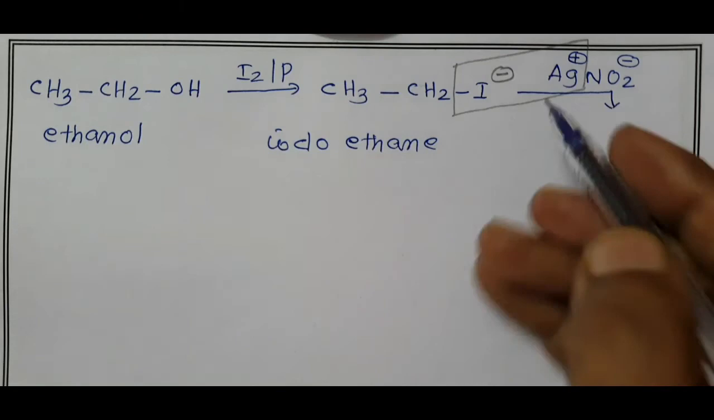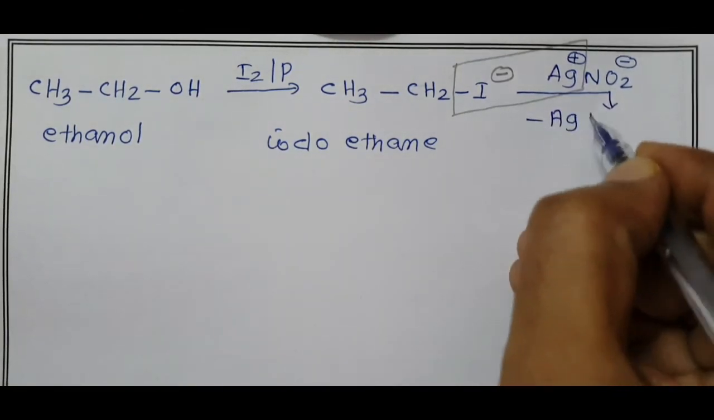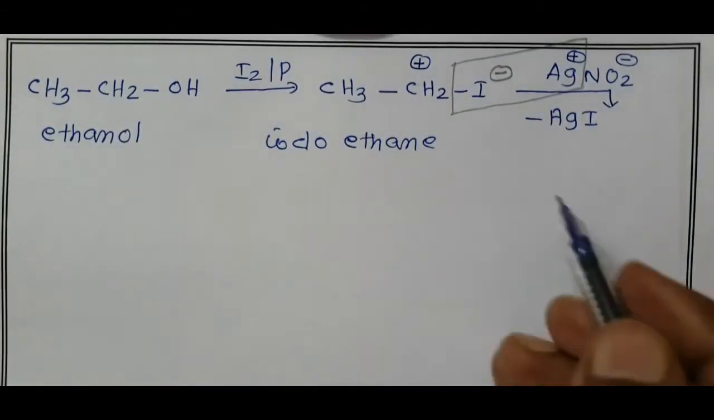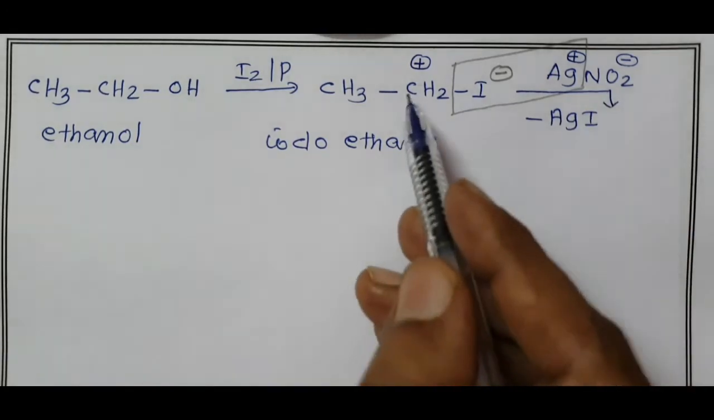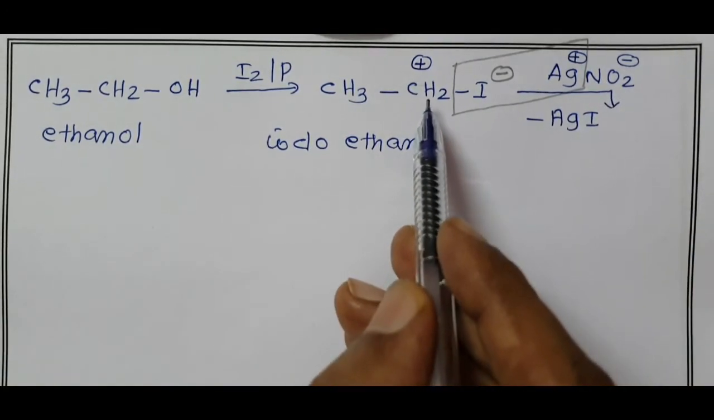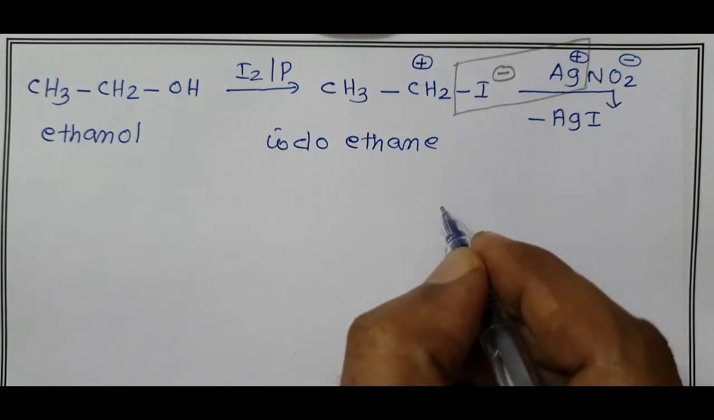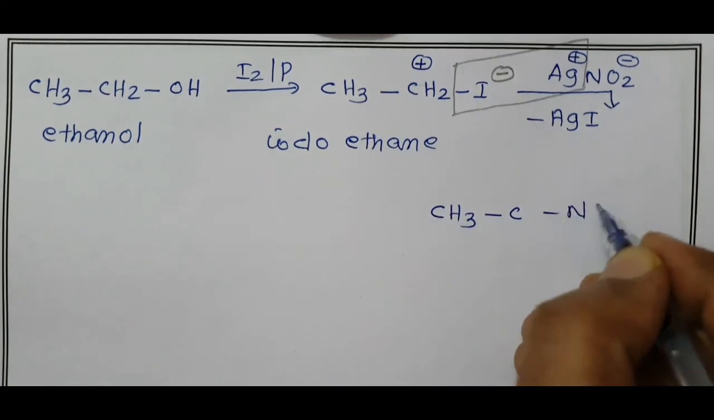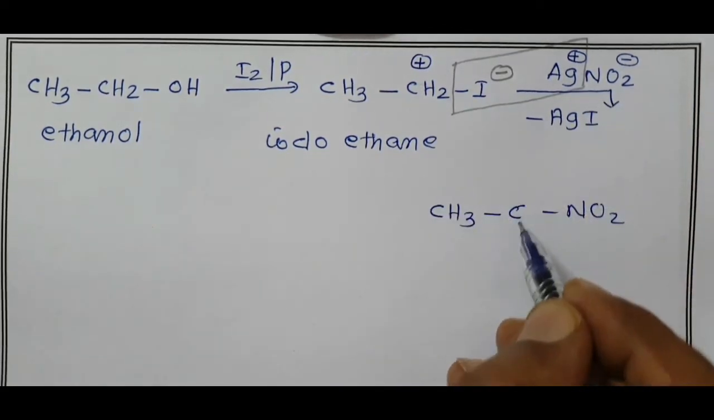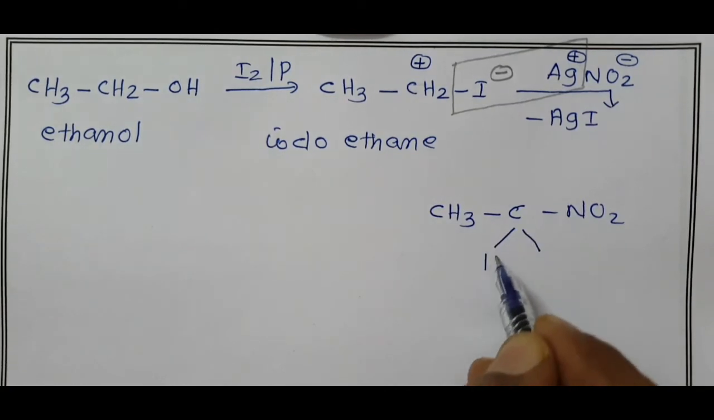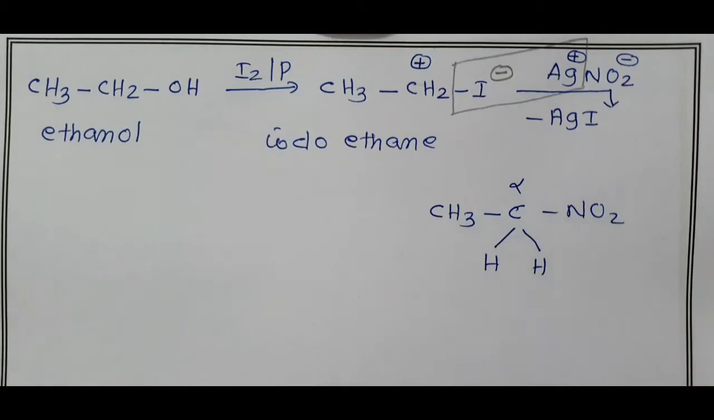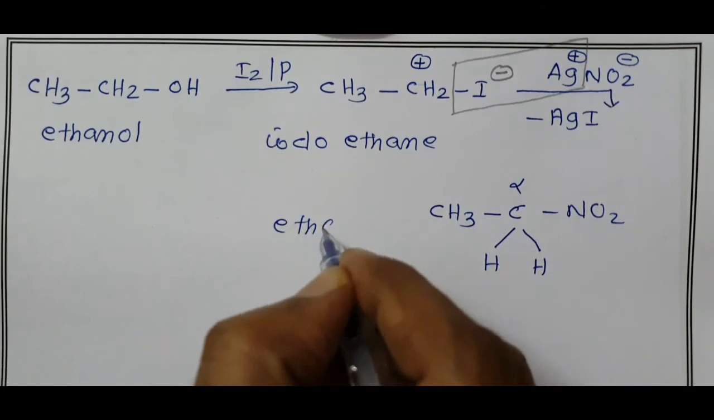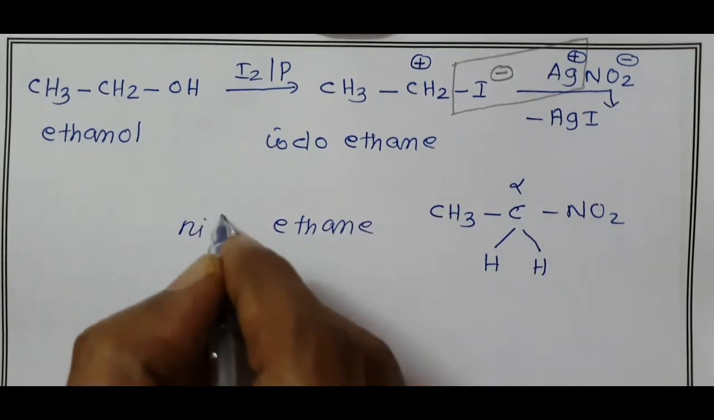So which molecule is removed? AgI, silver iodide is removed, and NO2 minus is added to this carbon atom. Now we get a nitro compound, NO2 is added to this alpha carbon atom. Now I separate these two hydrogens like this: CH3, C, here you have one NO2. This carbon contains two alpha hydrogens, this is the alpha carbon. What is the name of this compound? Two carbons, eth, carbon single bond, ethane, NO2, nitroethane.